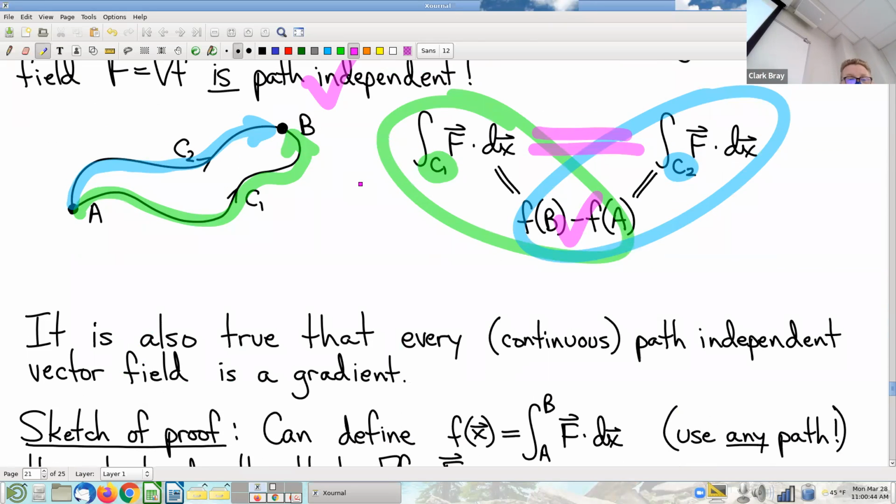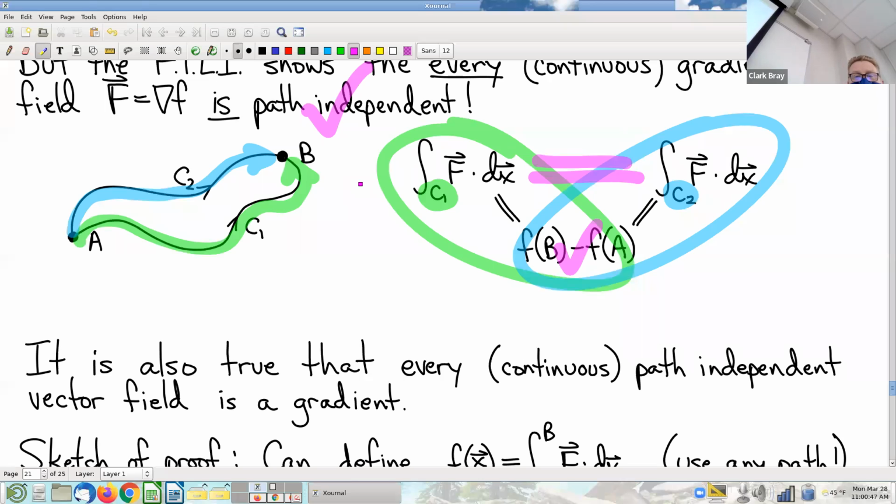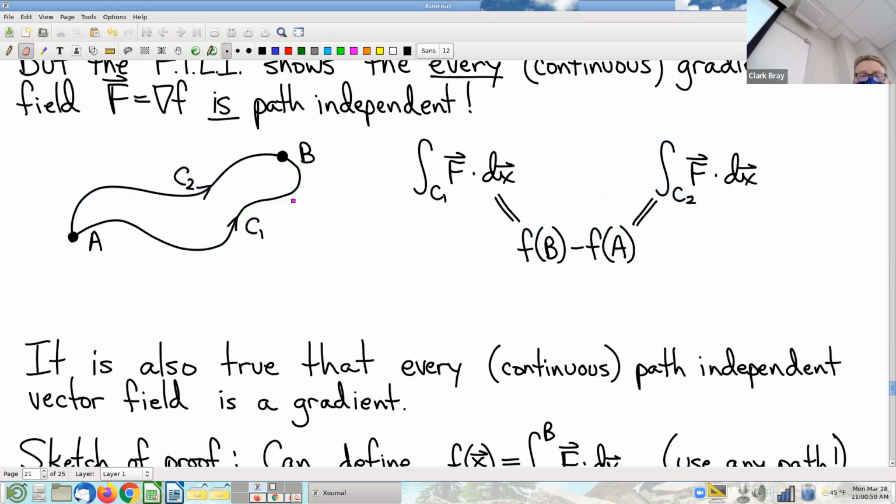So it also goes the other way. And this is something I'm not going to spend time on proving, but not only is every gradient path independent, it turns out as well, in the category of continuous, and I don't want to go off into regularity concerns. It's not what this class is about. Not only is every gradient path independent, every path independent field is a gradient. In fact, gradients and path independent fields are the exact same vector fields, again ignoring regularity issues with continuity, and we don't want to mess with that.